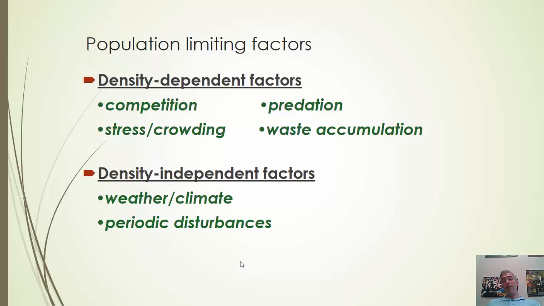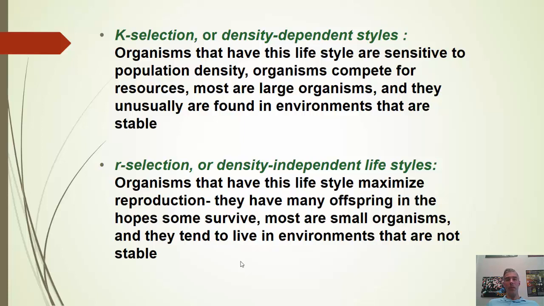The density-dependent factor gets worse with population density, or as population density increases. So competition gets stronger the more individuals there are in the population in a given area. Predation increases because there's more individuals that predators can actually attack. Stress or overcrowding, that makes sense. But waste accumulation as well, and disease spreading. The more dense a population is, the more you accumulate waste, and the more easily disease can spread within that population. All right, so this is a very important thing to understand.